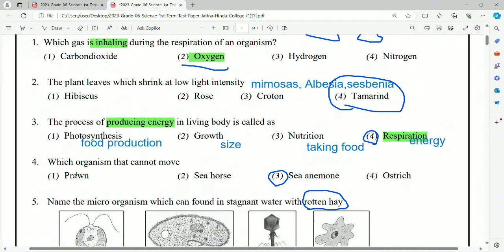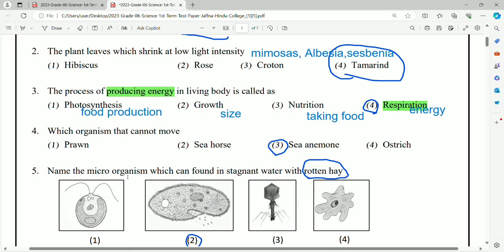Third question: the process of producing energy. Respiration means producing energy by burning food with oxygen. Burning food with oxygen is known as respiration. So in respiration, energy is produced. In photosynthesis, food production takes place. Growth means increasing size, height, and amount. Nutrition means taking food. So energy is produced by respiration, and food is produced by photosynthesis.